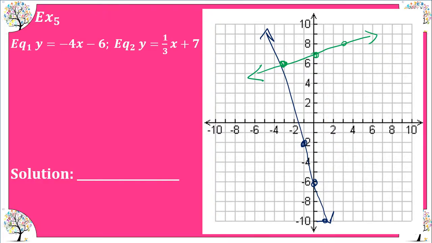So my slope was down 4 and right 1, or up 1, 2, 3, 4, and left 1, 2, 3, 4. Yes, that is the point of intersection. So this ordered pair is going to be (-3, 6). This is the point that makes both equations true. This is the solution to our system.